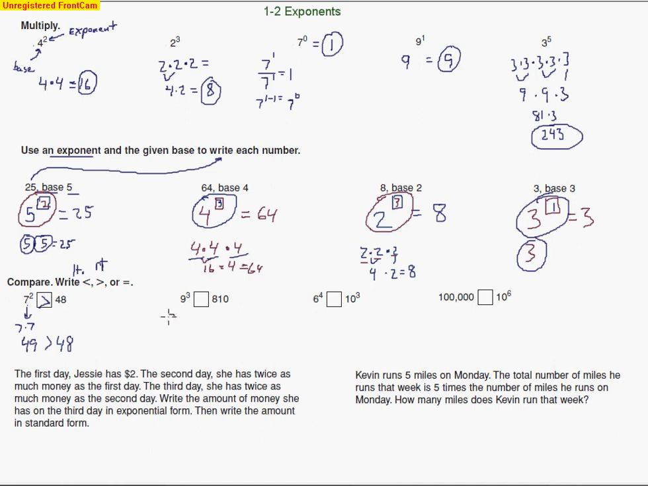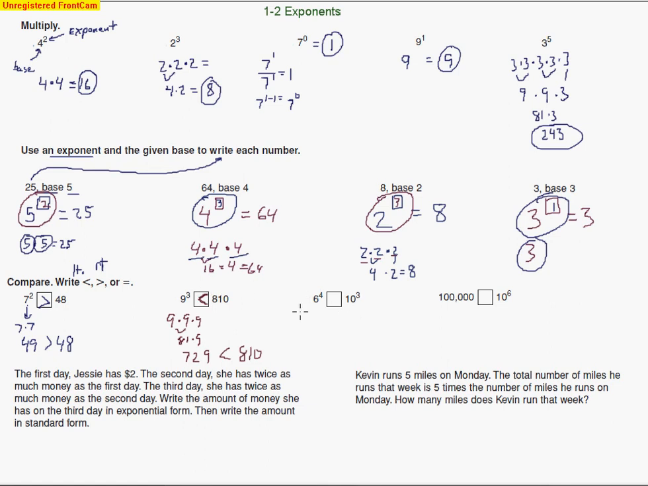Over here I have 3 9's being multiplied. So 2 of them make 81, times 1 more 9, and that gives me 729. Well, 729 is less than 810, so my answer is less than.